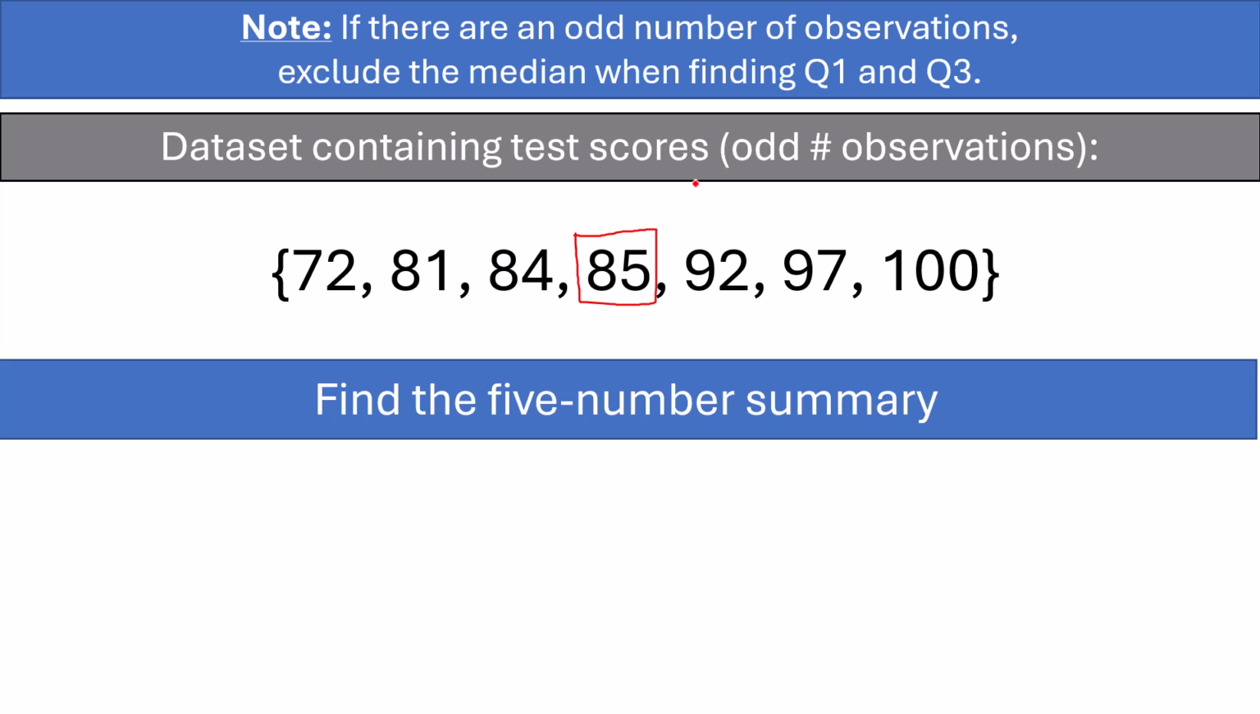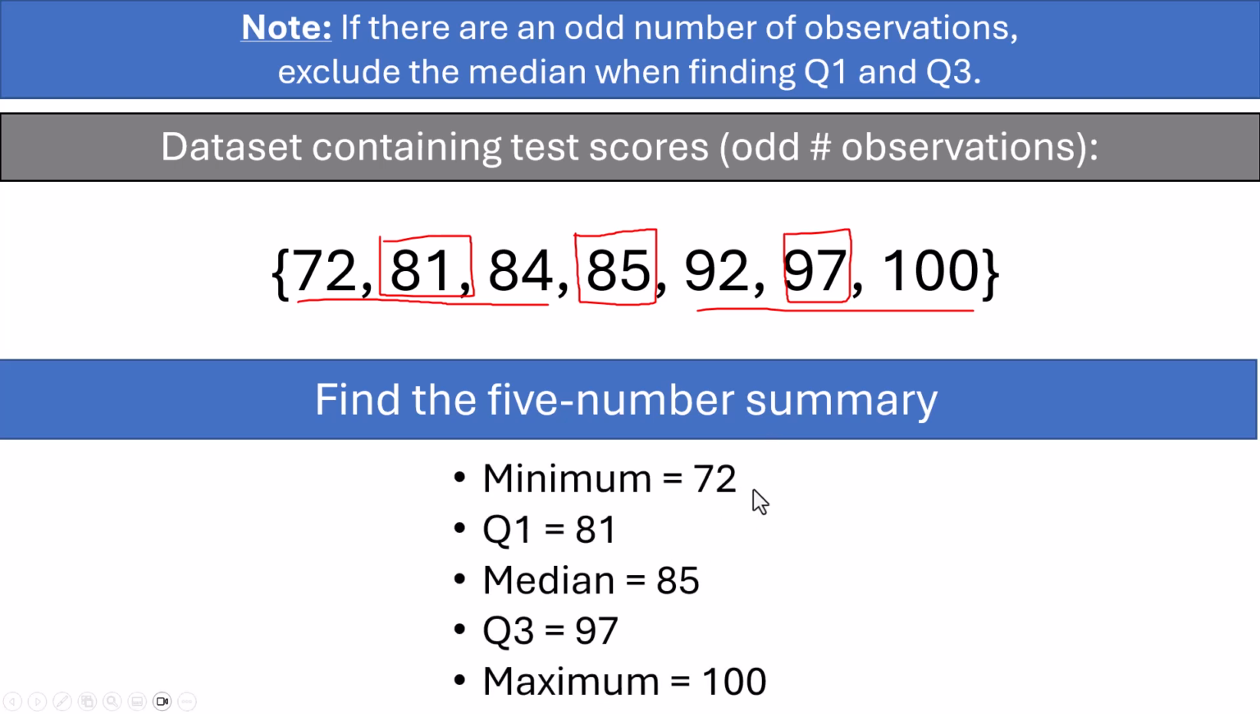So now the two halves of our distribution are going to consist of 72, 81, and 84, and 92, 97, and 100. So Q1 is going to be the median of the bottom half, which is going to be 81. And Q3 is going to be the median of the top half, which is going to be 97. We exclude 85 for consideration of finding Q1 and Q3. So altogether, we have our 5-number summary, which is 72, 81, 85, 97, and 100.